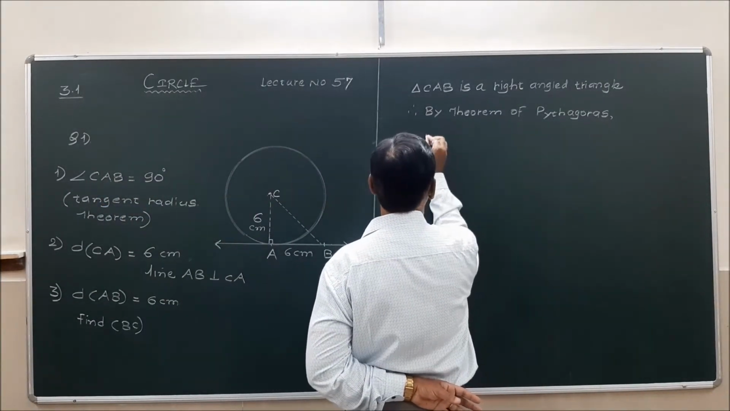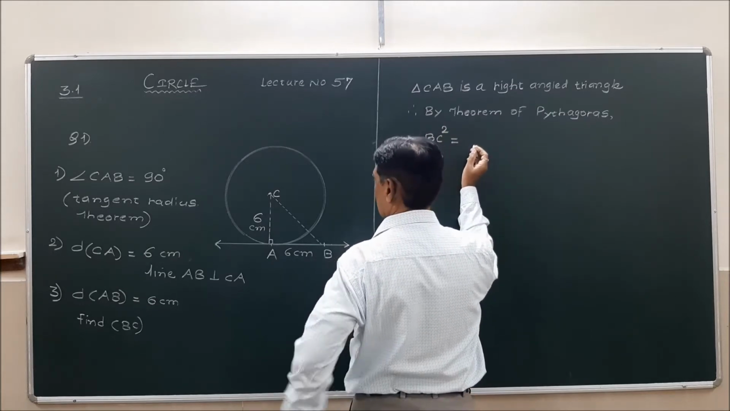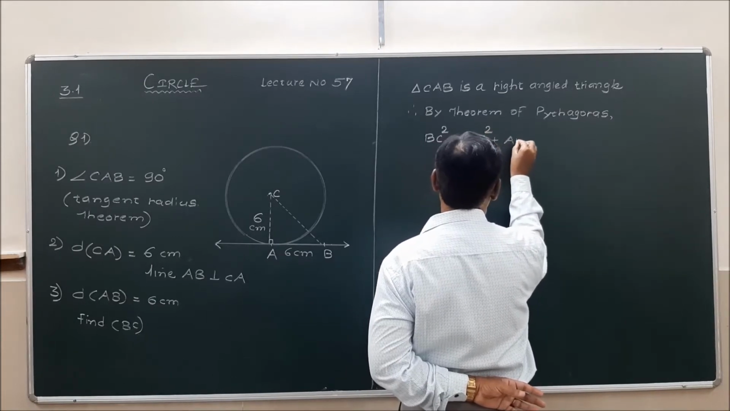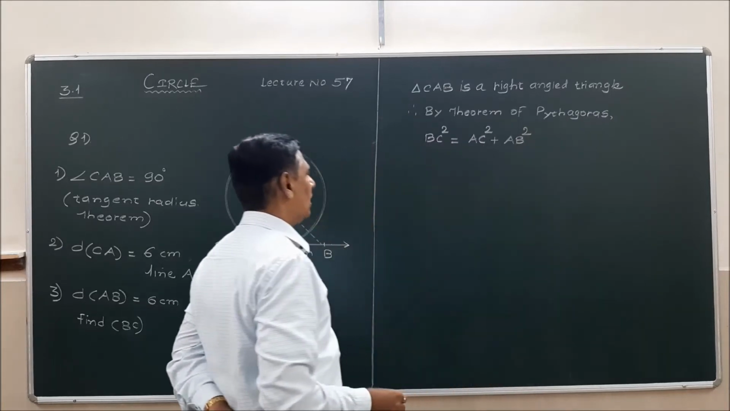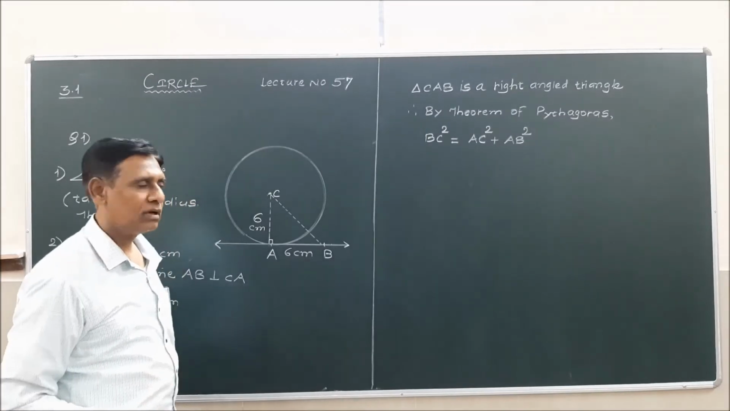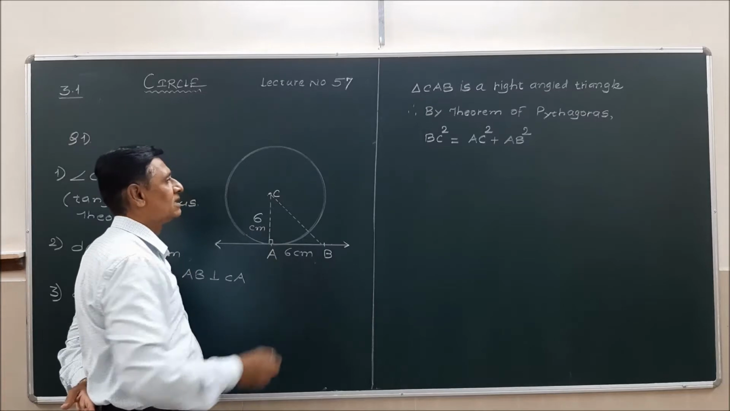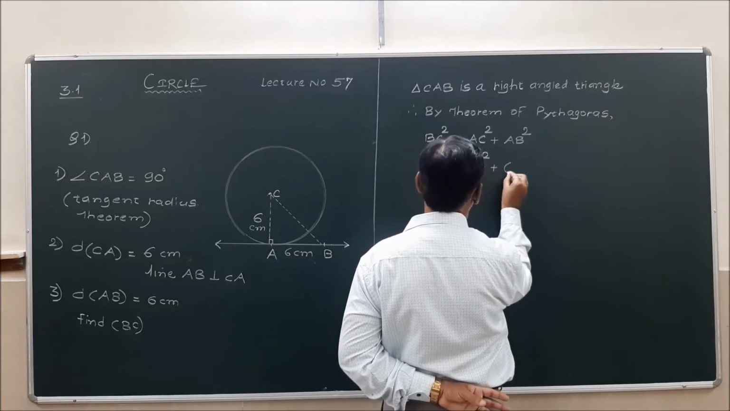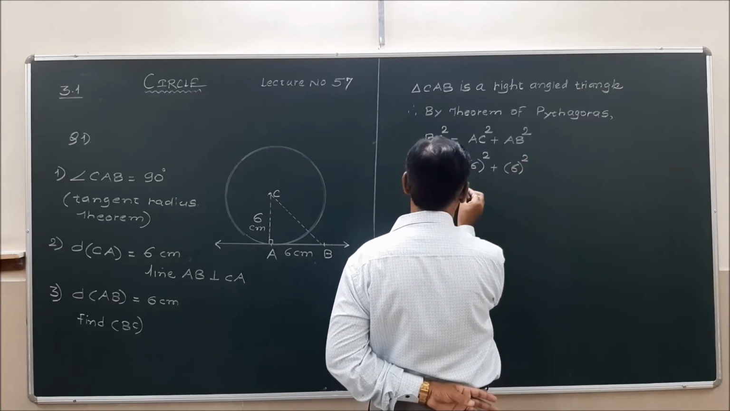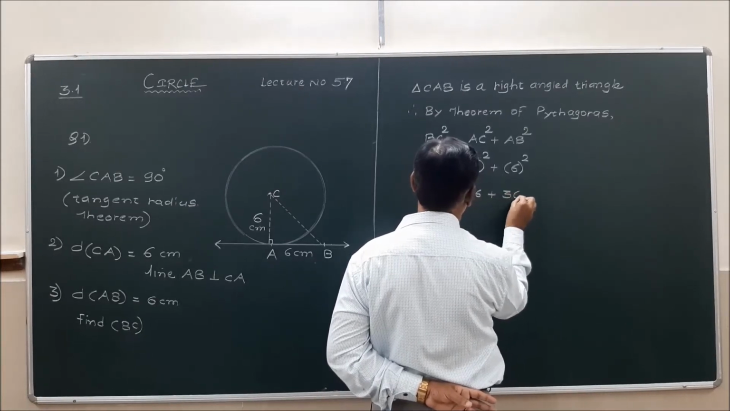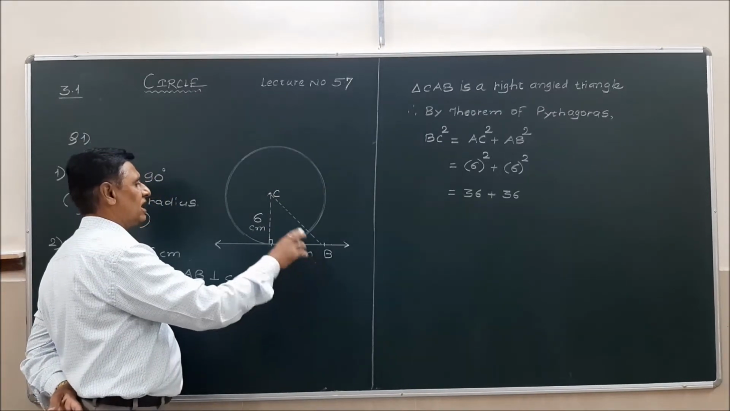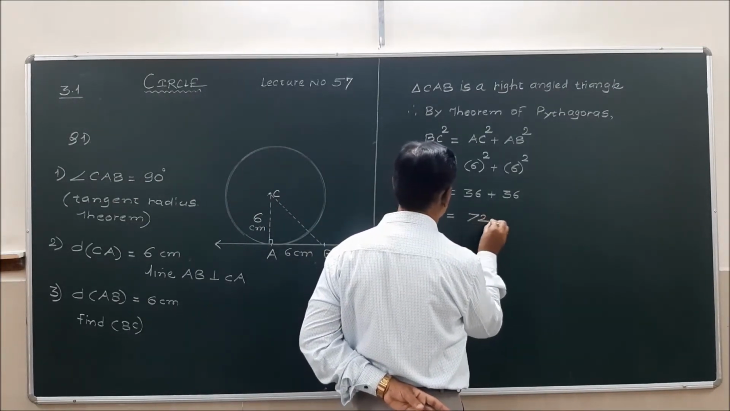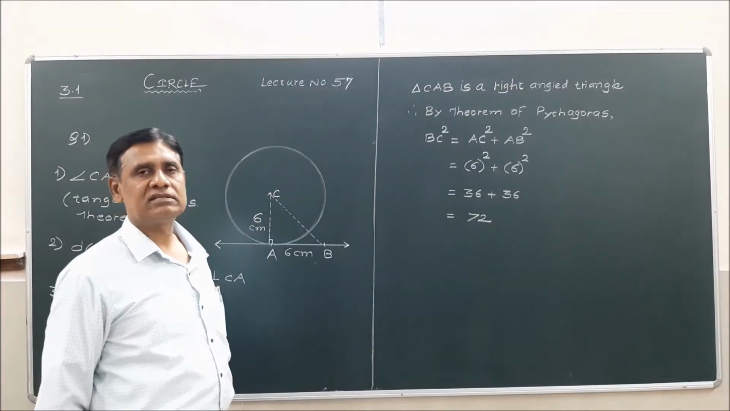So BC square is equal to AC square plus AB square. Now value of BC we have to find out, but we know the value of AC as well as AB as 6 centimeter. So that is equal to 6 square plus 6 square. That is equal to 36 plus 36. Value of AC as well as AB is 6 each. 36 plus 36 is 72.